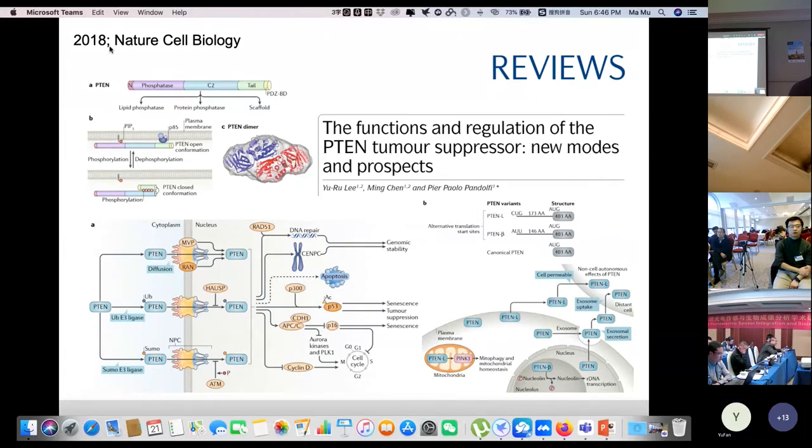It's very interesting. And in 2018, the same person published another review article in Nature Cell Biology. He summarized what PTEN looks like and its different molecular structures, and also how PTEN functions in the nucleus differently from the cytoplasm. Basically, they work together as a tumor suppressor. So once we know how PTEN is modified and regulated, we can identify therapeutic effects by protecting PTEN in cells.